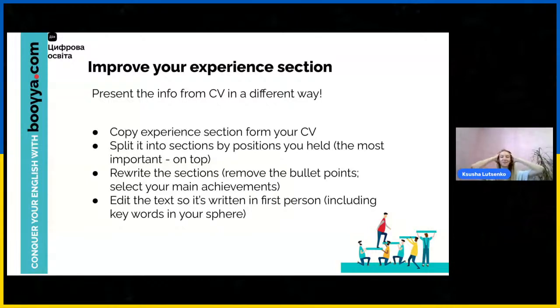Today, I'm going to answer the biggest part of your questions, so you feel free and comfortable filling in your experience section. Well, it's a great idea to present the information from your curriculum vitae or resume, but just in a bit different way. I created an algorithm for how you can do it without spending too much time on that, but making it efficient.